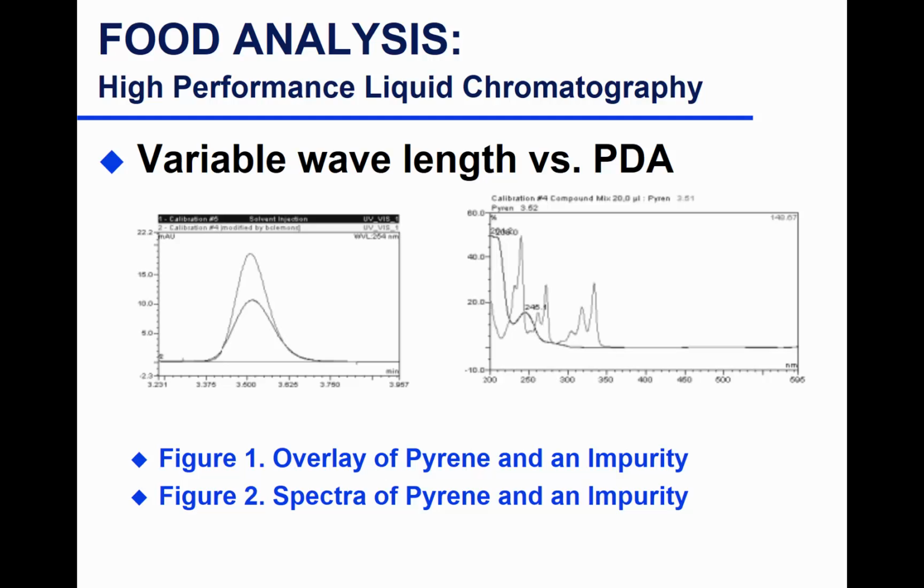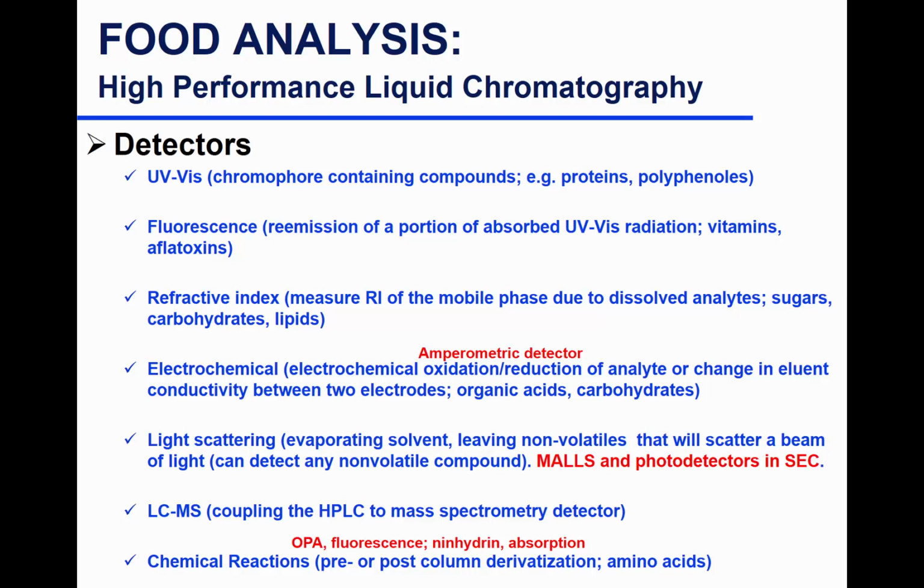So this would be a regular UV variable wavelength detection where you won't see these two peaks. This would be hidden behind that, so you won't see it. You just see one peak. However, when you look at the PDA, you can see two different spectra. Okay.